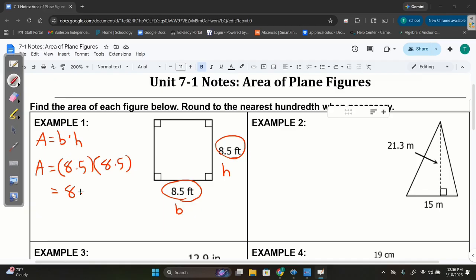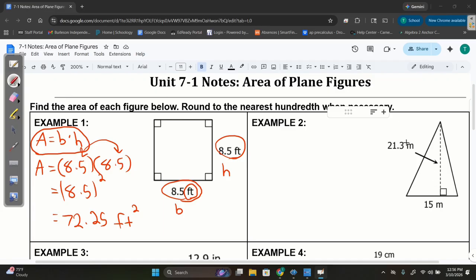You could also write this as 8.5 squared because they're both the same number. Regardless of how you write it though, 8.5 times 8.5 is 72.25. Now again, we've discussed this in the future. I'm finding the area of a shape. So my unit needs to be feet squared. Because whenever we're counting up the area, we're counting up all those little squares. So it is feet squared. This is the formula for a square.